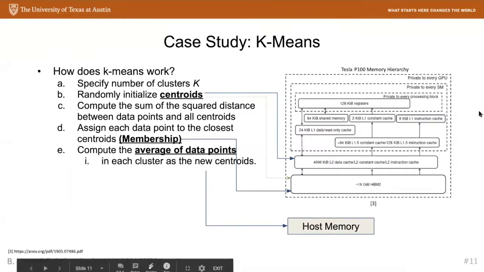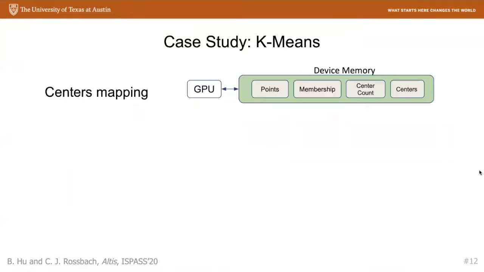This is a picture of the Tesla P100 memory hierarchy. Normally, during the mapping center stage, the centroids will be put into the constant cache for fast access time while all the other data is put into the global memory. During the accumulation and updating stage, all the other required data will be shifted into the host memory.